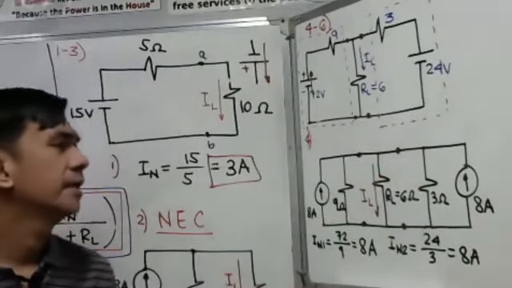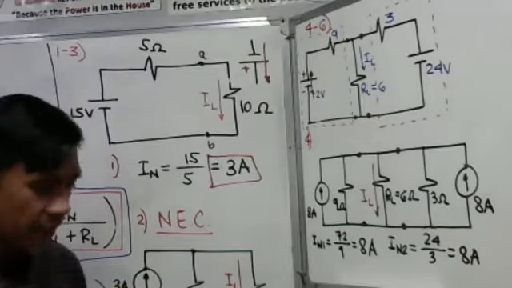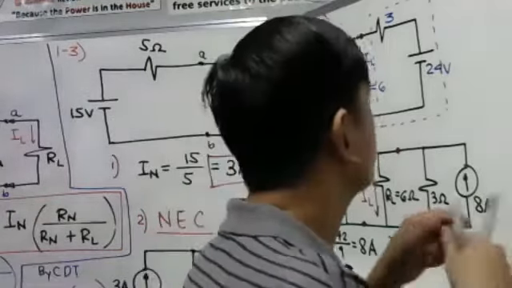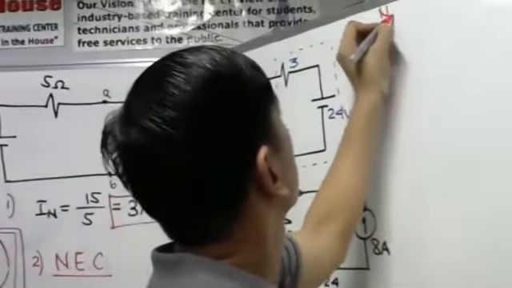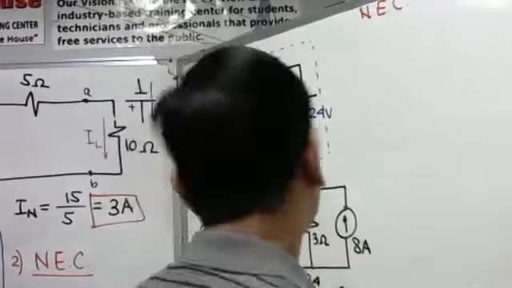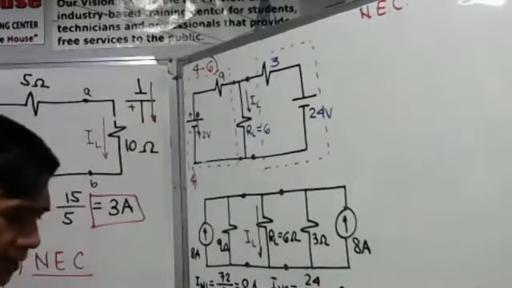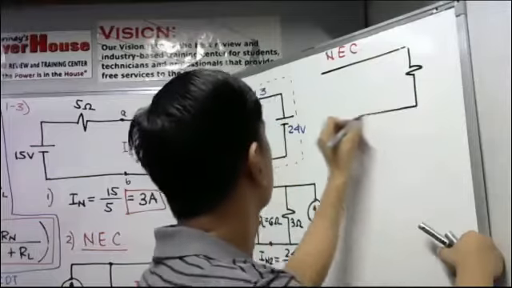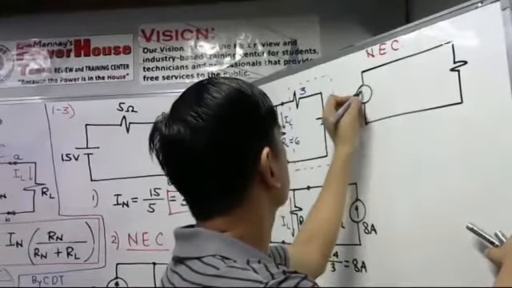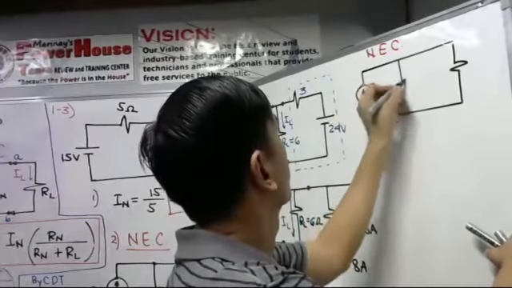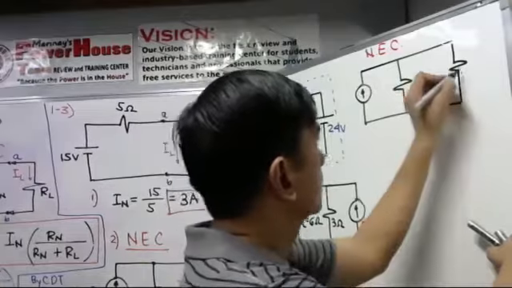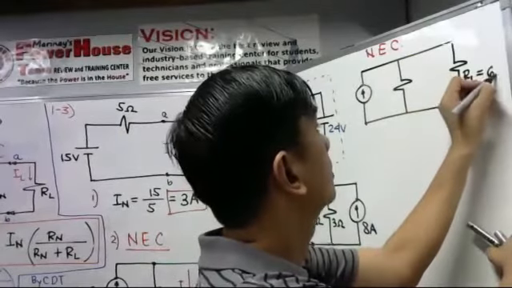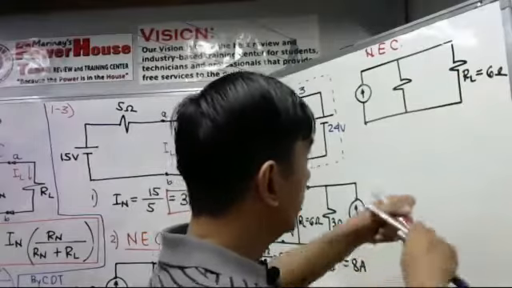Now, we are going to have our Norton's equivalent circuit. Let us have our Norton's equivalent circuit. How to do it? So our Norton's equivalent circuit, of course, we have our current source here. This is our RL, that is equal to 6 ohm. And then our load current here.